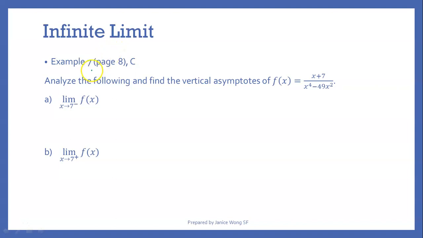This is about example 7, page 8, part C. Analyze the following and find the vertical asymptotes of the function f(x). Part A. What is the limit of f(x) when x approaches 7 from the negative side?